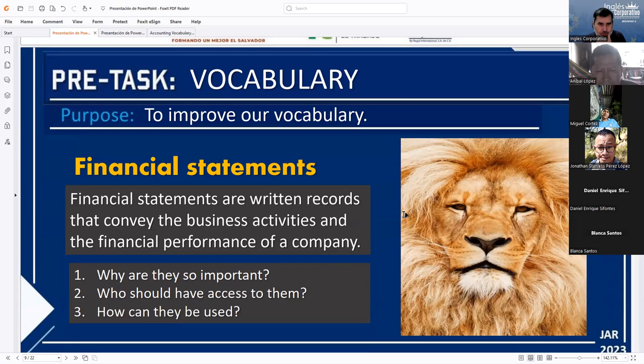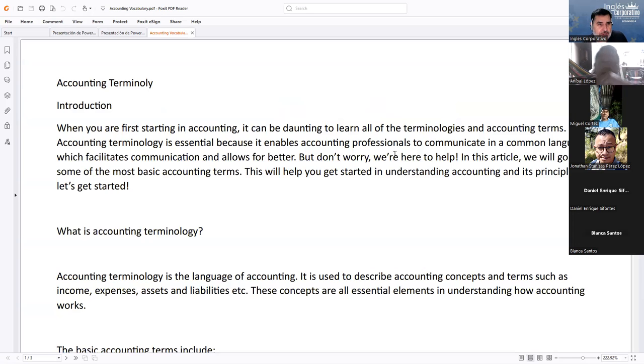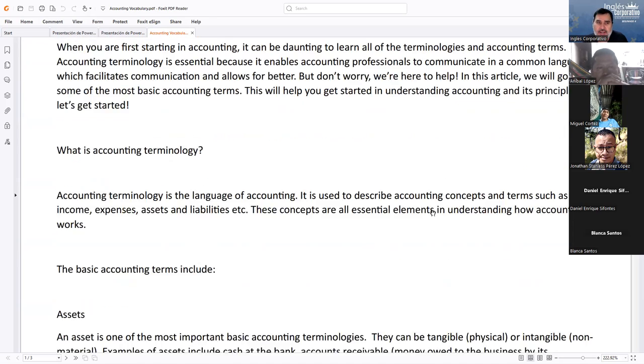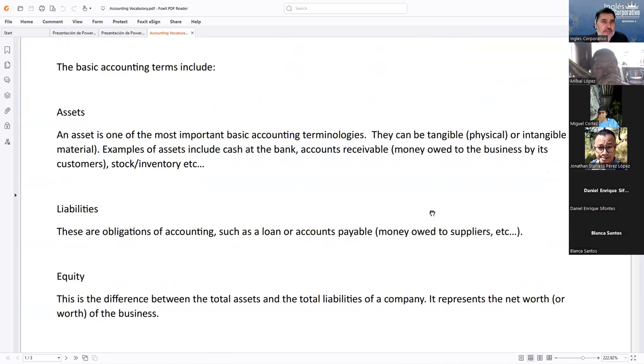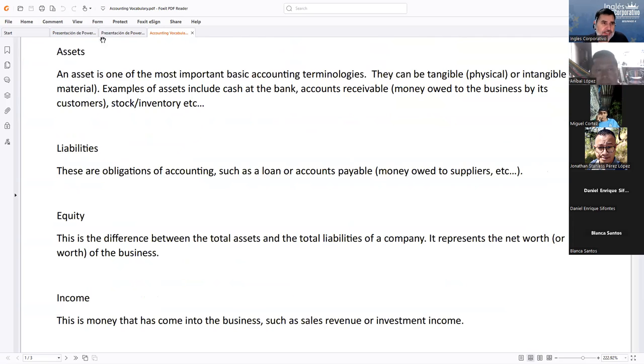Now let's move to the vocabulary. Before we get to this, let's check the vocabulary here. Okay, there are some terms here. We're going to go from the beginning. Assets. What are the assets? The things that we have, okay? All the things that we have are the assets. Whether it is cash, right?